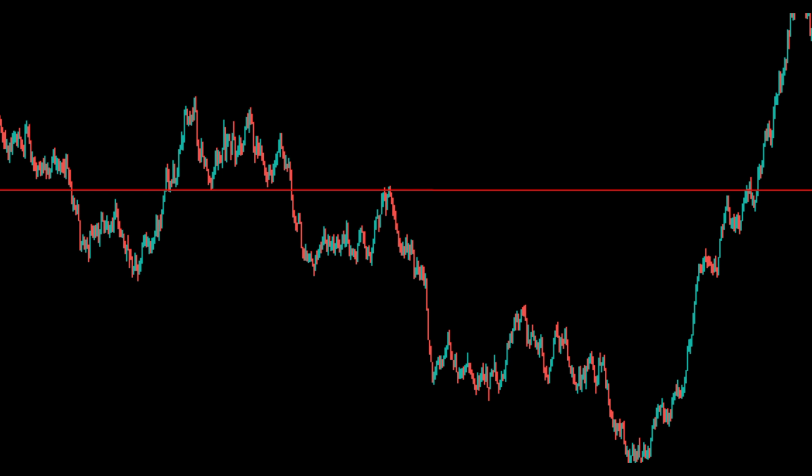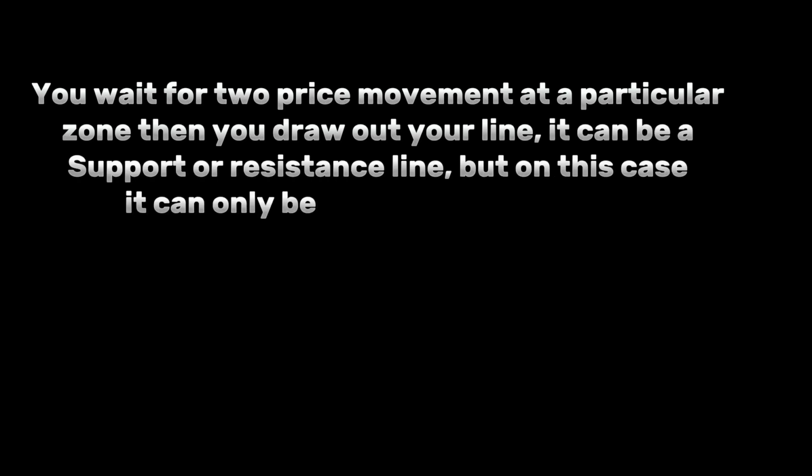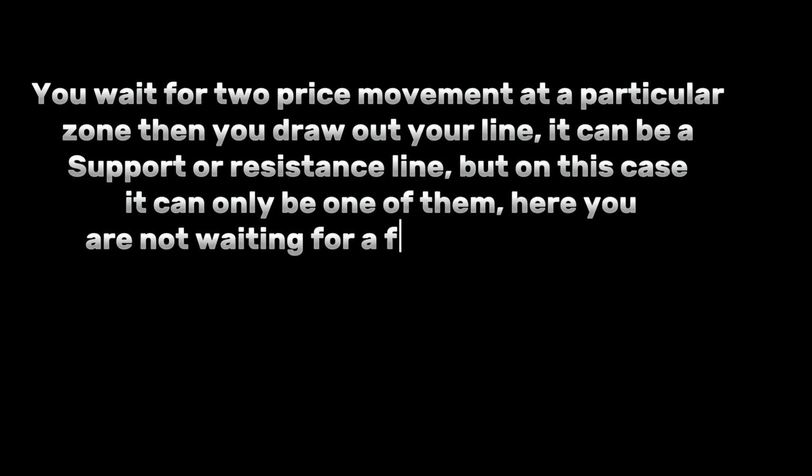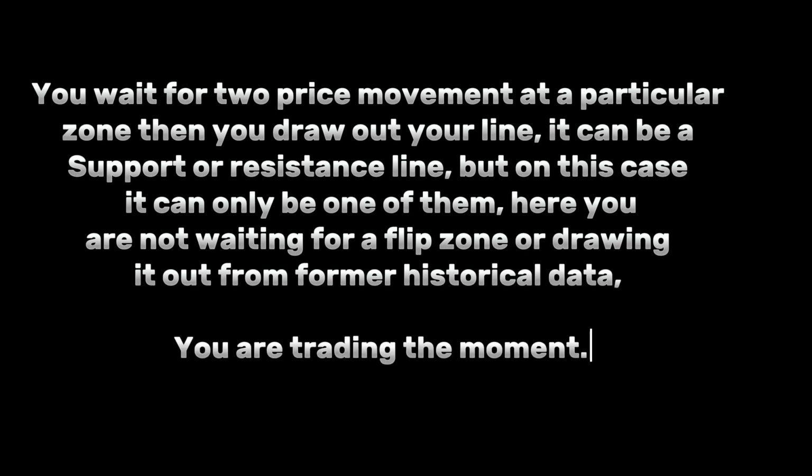The third strategy of drawing support and resistance is actually my favorite, and it is so well articulated that you can easily identify it on the chart, just as you can identify black from white. You wait for the price movement at a particular zone, then you draw out your line. It can be a support or resistance line, but in this case, it can only be one of them. Here you are not waiting for a flip zone or drawing it out from former historical data. You are trading the moment.